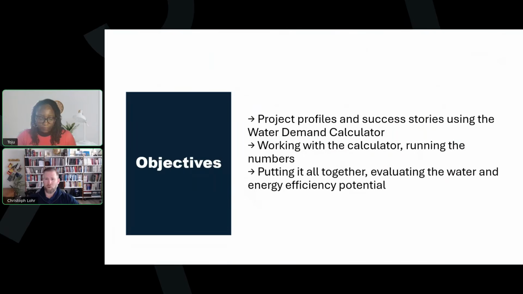There were three objectives that came from what people wanted from the last go around. One was project profiles and success stories using the water demand calculator. Also looking at working with the calculator and running the numbers. That's what the bulk of the presentation will be today, and we're going to showcase the WDC Pro, especially if you're interested in multifamily. It's a great tool. And then at the end, putting it all together, evaluating the water and energy efficiency potential. We have a couple of slides there that will address that, but again, the bulk of the work is going to be working the calculator today.